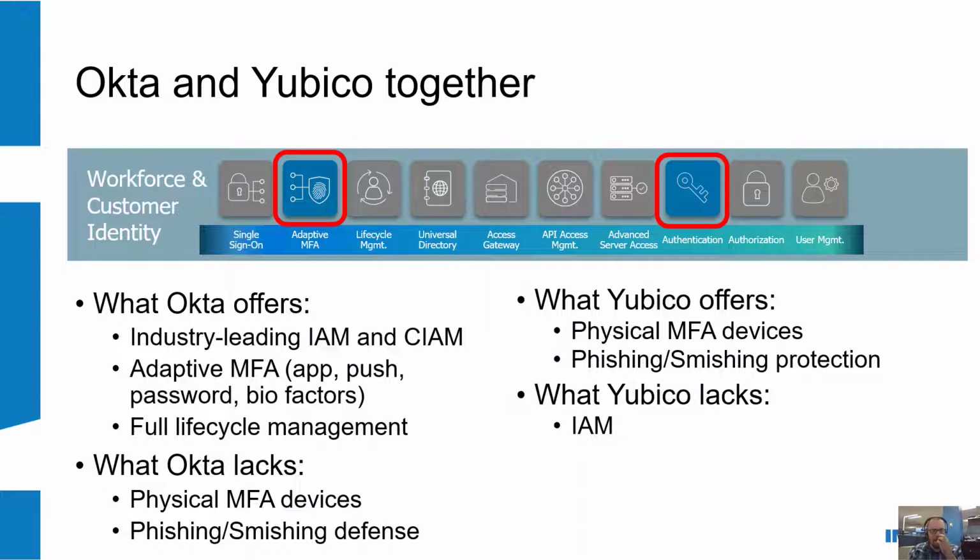Now, Yubico, as I said before, offers physical MFA devices. And because these are physical, there's something that's in your hand, phishing, smishing, and man-in-the-middle, it's not something it's vulnerable to. It's literally a physical device. Someone can't, well, I suppose technically they could, but it'd be very hard for somebody to put something between that device and your computer, your laptop, desktop, server, what have you. So that's the phishing and smishing protection.